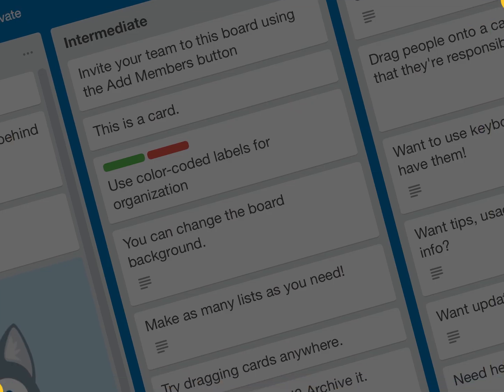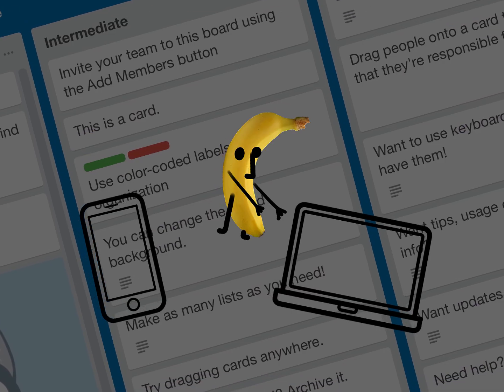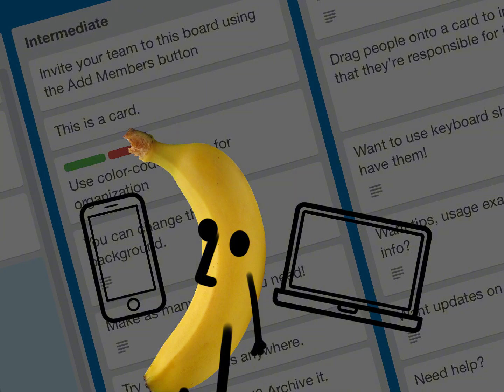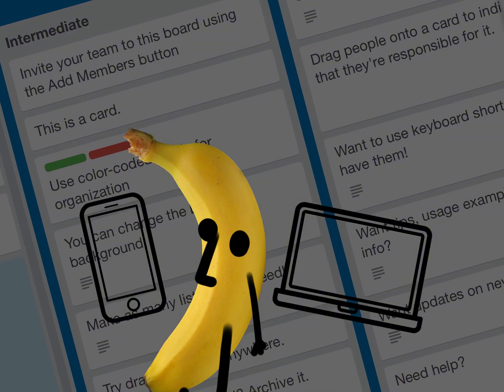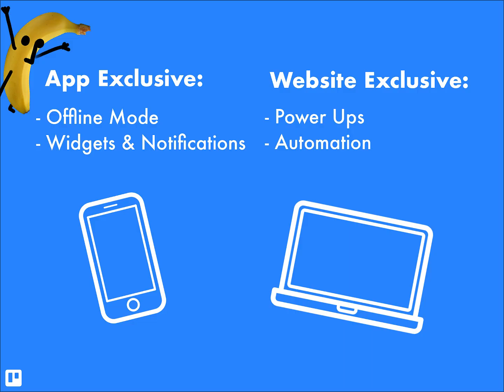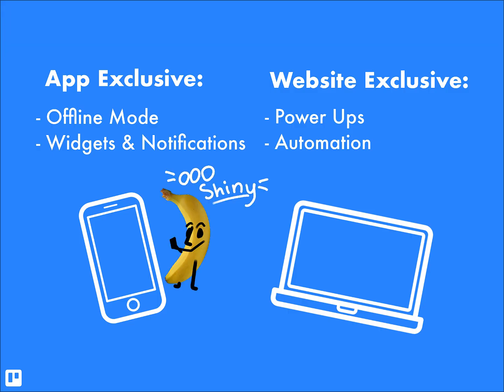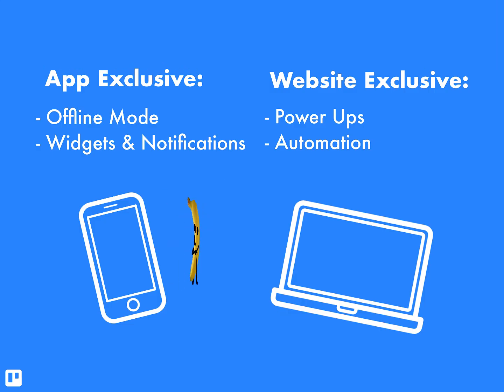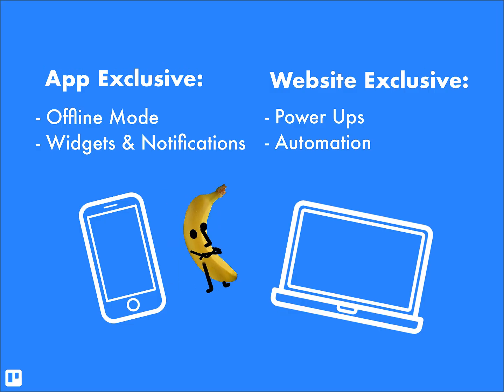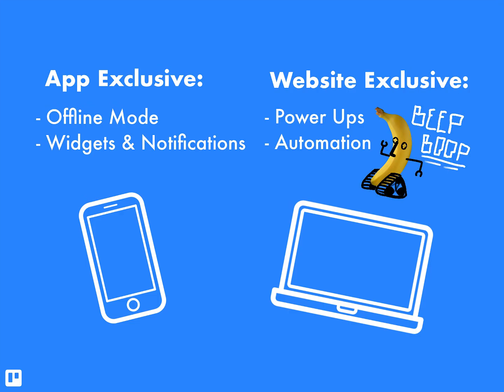Also note that the Trello app and the Trello website are almost entirely interchangeable, aside from 4 major differences. The app has an exclusive offline mode, as well as widgets that help send reminders to your homepage. However, unlike the website, the app does not have proper power-up integration or automation, features we'll discuss later in this guide.